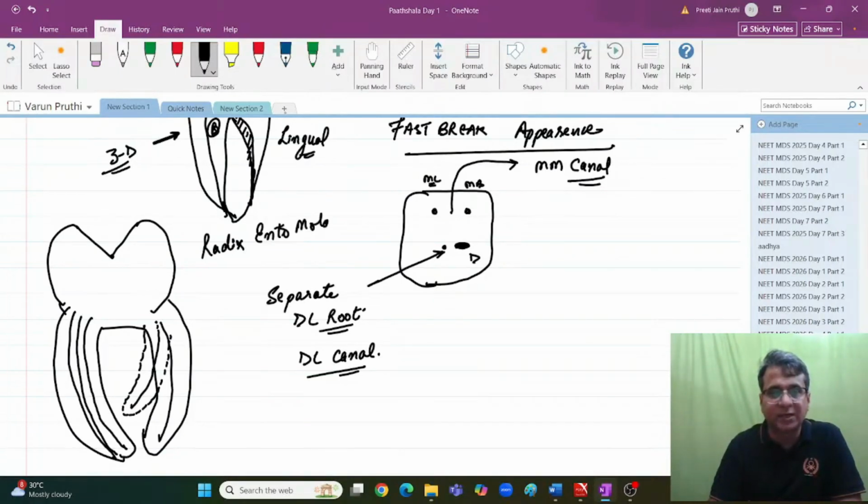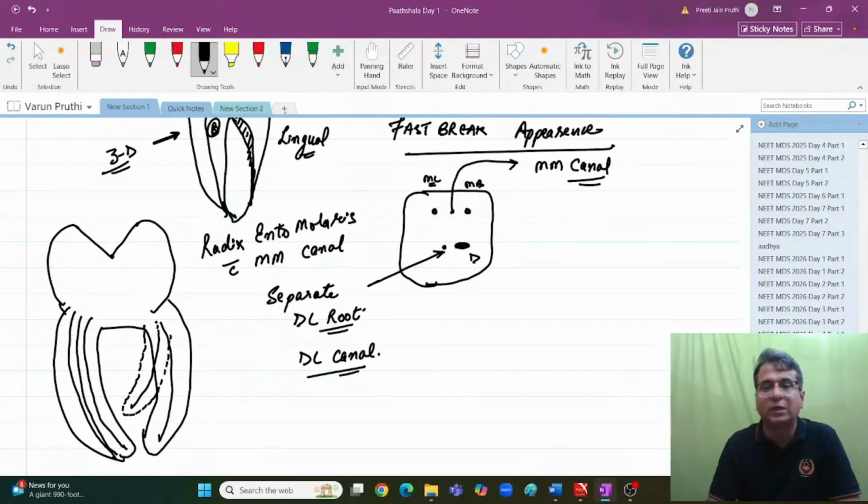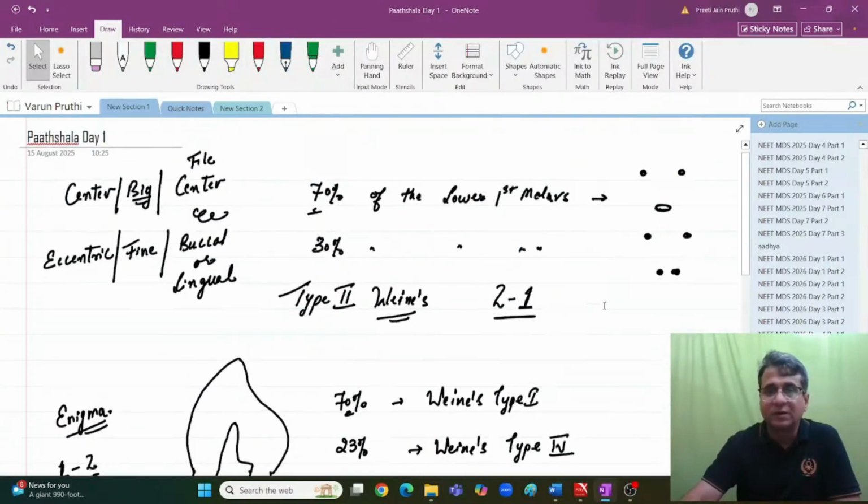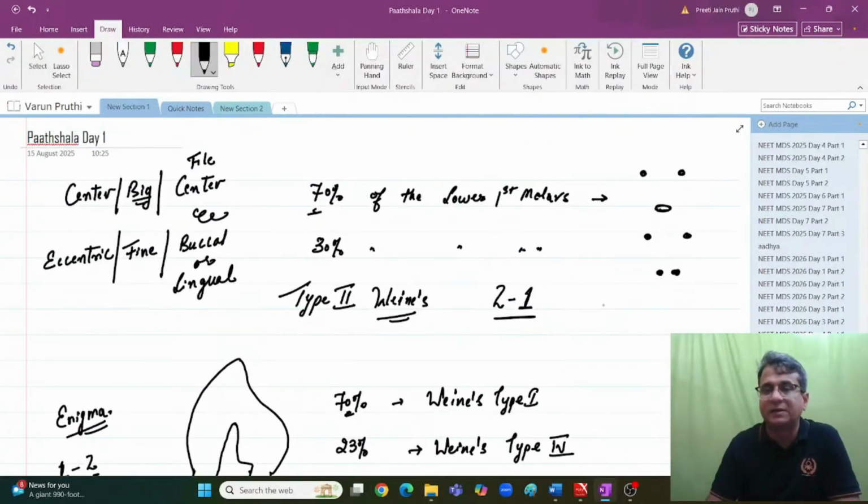This is radix entomolaris with a middle mesial canal. Okay, so this is the middle mesial canal. The middle mesial canal is present between the mesiolingual and mesiobuccal. Similarly, at times you may see a middle distal canal also. Like the middle mesial, there can be a middle distal canal. Remember.